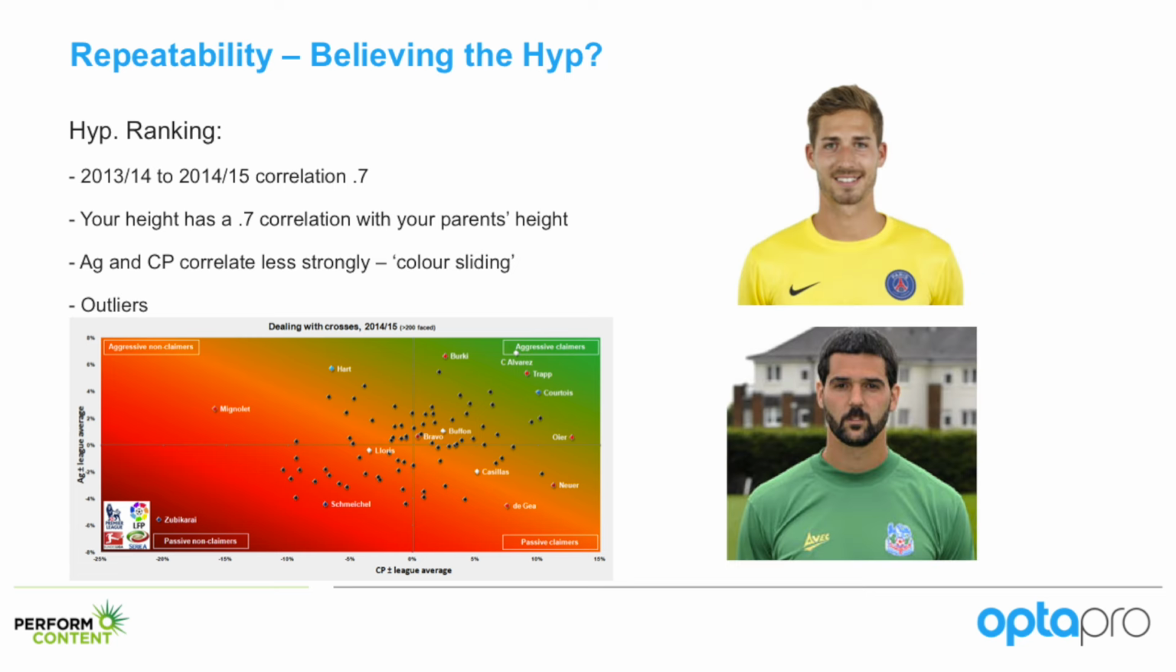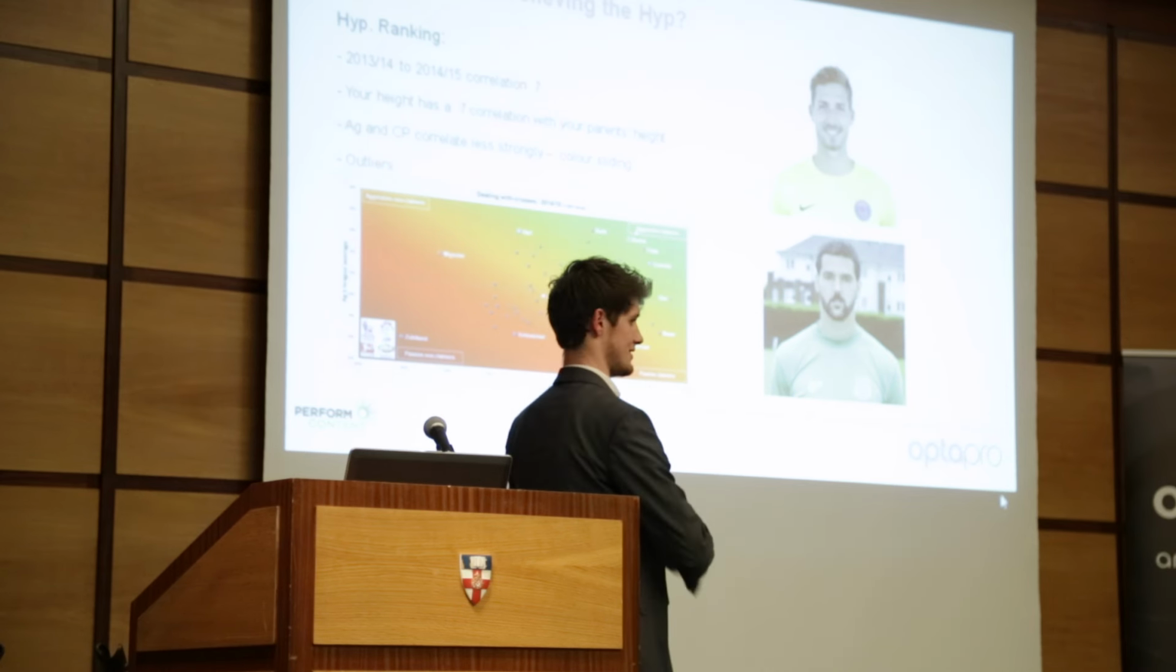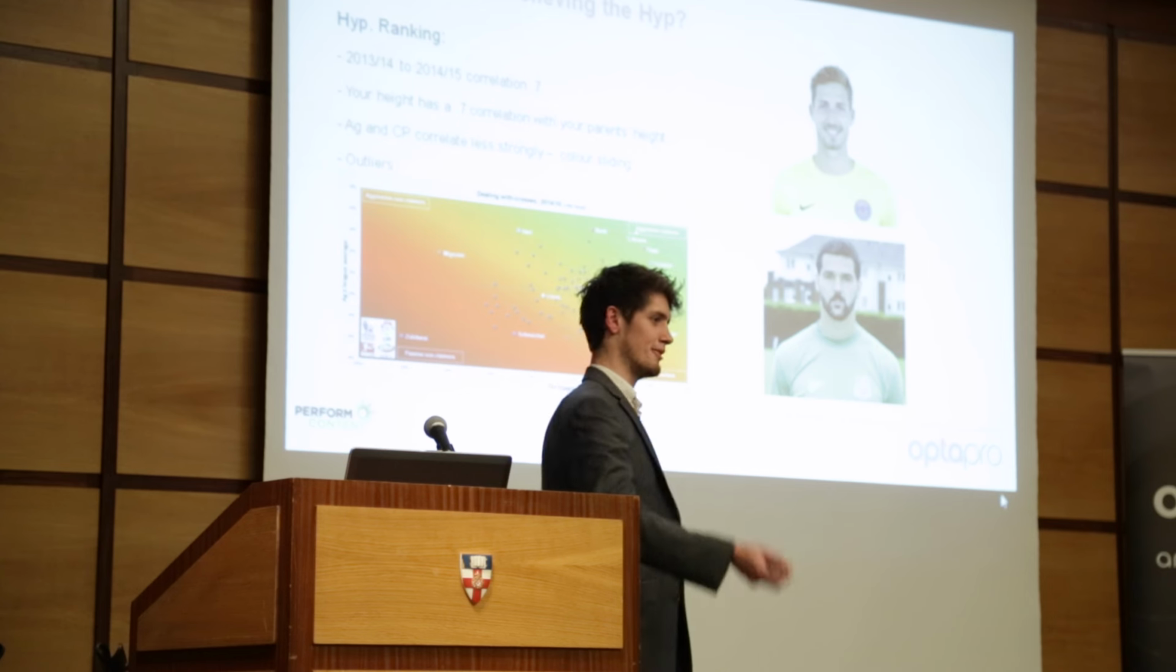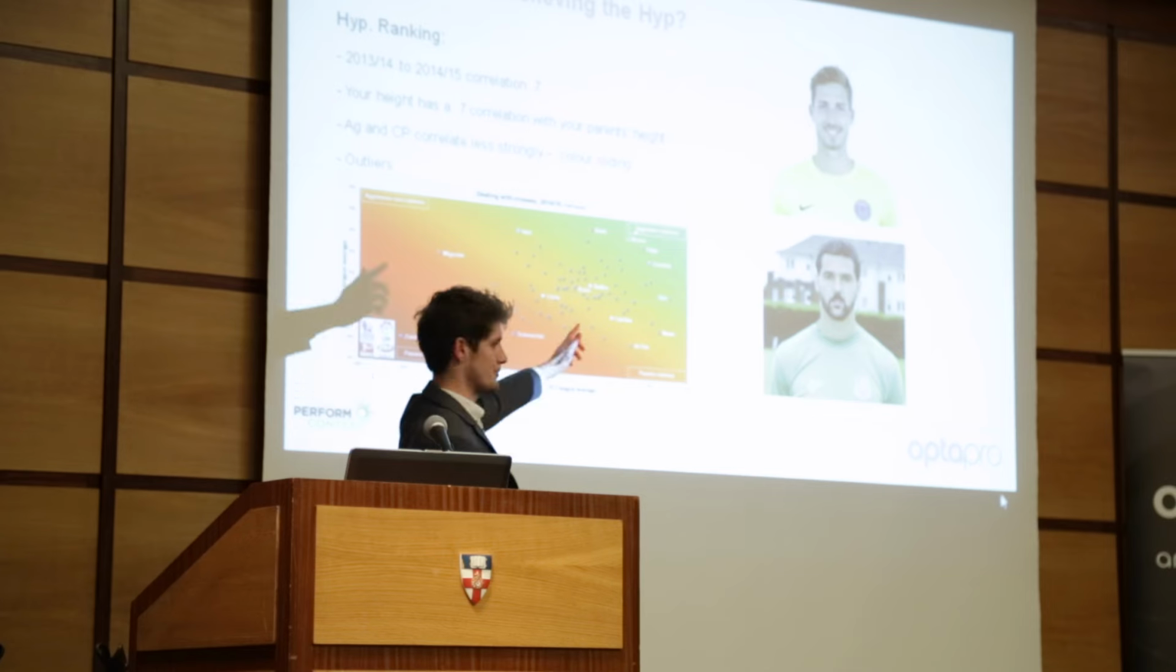But there are outliers. It's obviously not a perfect correlation. And Kevin Trapp and Julian Speroni embody the outlier effect. And I think to a degree they can be explained to some extent. So Trapp, for example, is a young keeper. He's likely to be on an upward development curve, and that explains why he was able to go from around the middle up towards the top right.